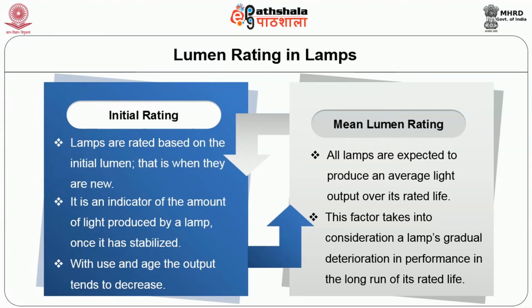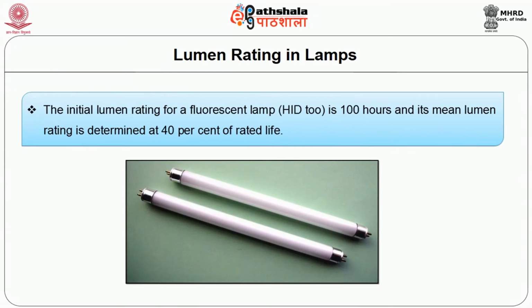Second one is mean lumen rating. All lamps are expected to produce an average light output over their rated life. This factor takes into consideration a lamp's gradual deterioration in performance in the long run of its rated life. The initial lumen rating for a fluorescent lamp, even HID, is at 100 hours and its mean lumen rating is determined at 40% of rated life. So, after that period, one can expect the lamp's performance to be low. Labels on all packages will give you such necessary information.